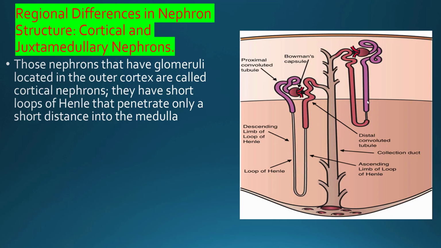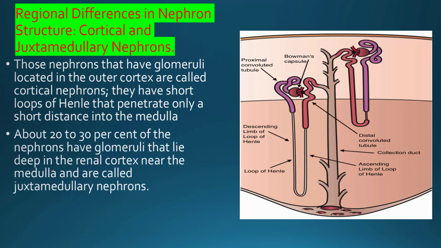They have a short loop of Henle that penetrates only a short distance into the medulla. These are the nephrons whose glomeruli are located in the cortex. They are called cortical nephrons, and they have a short loop of Henle which enters the medulla for a short distance.